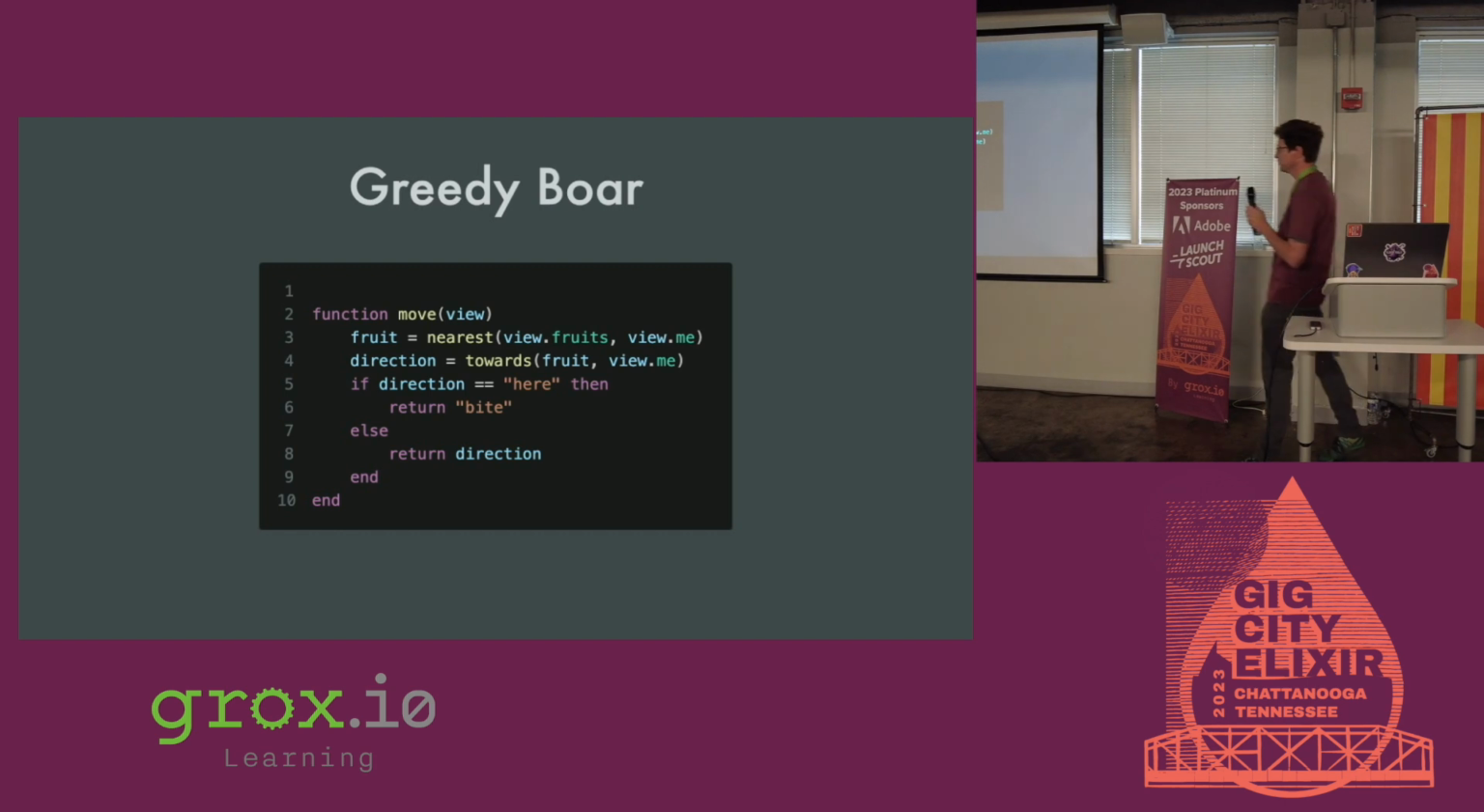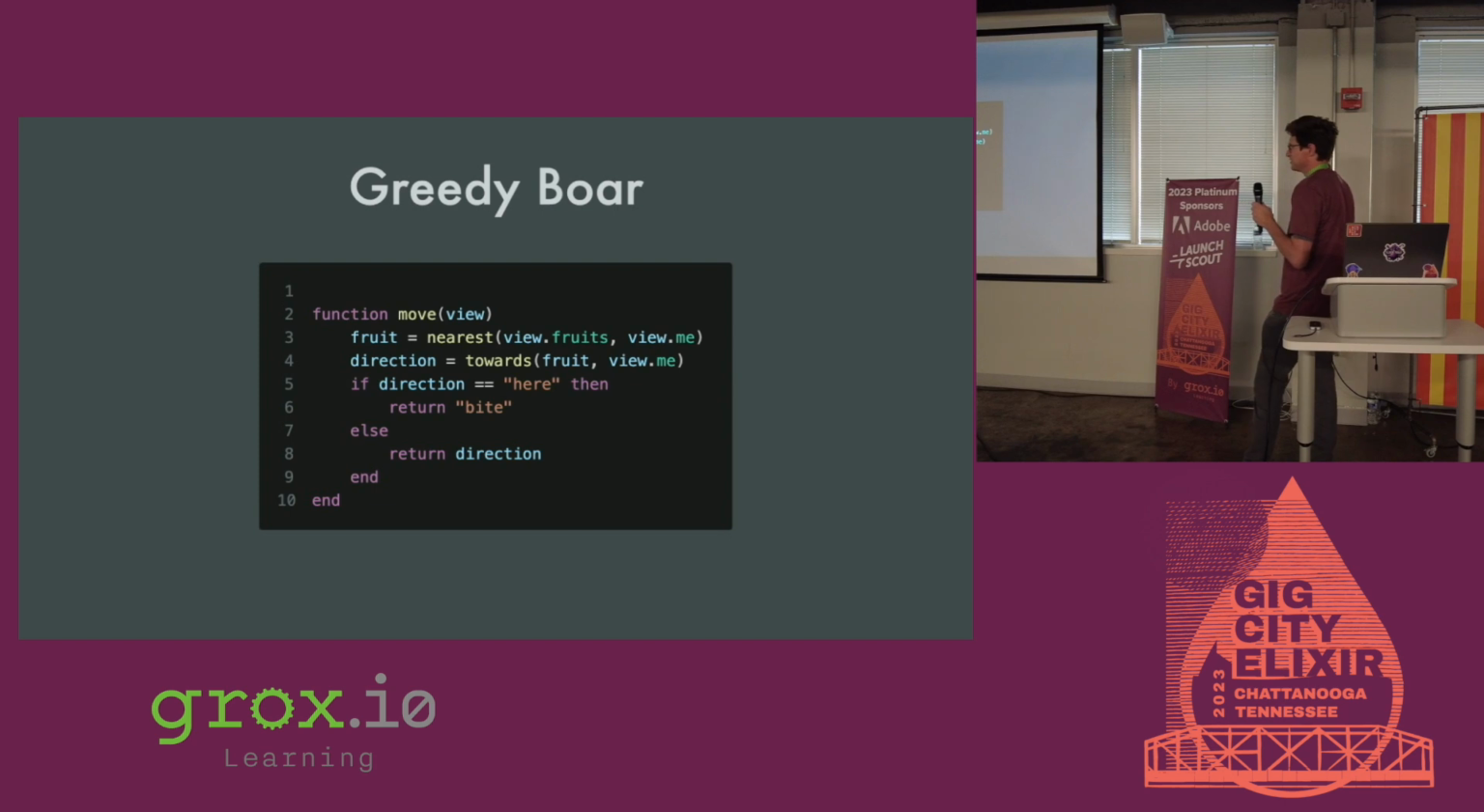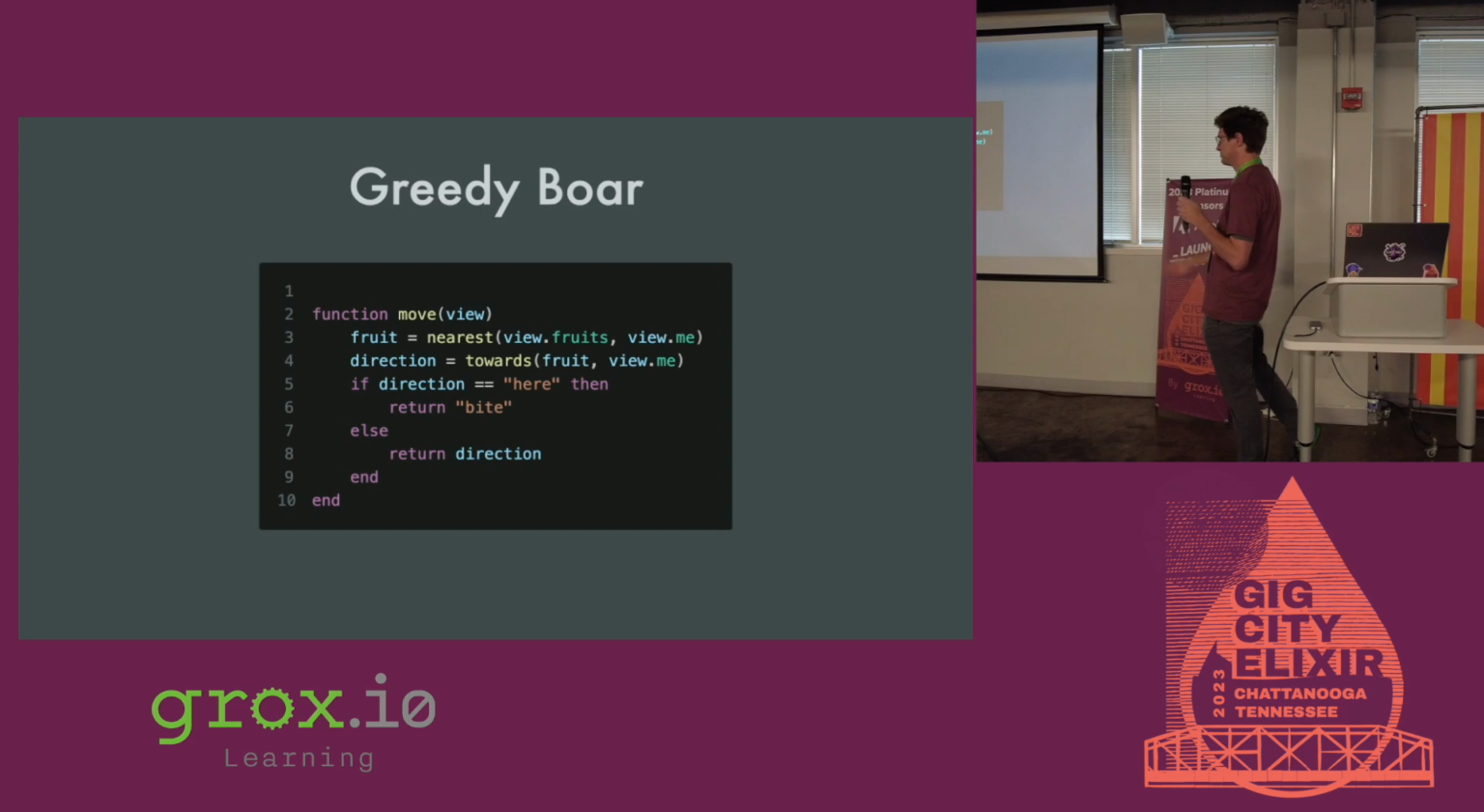So this is what the Lua looks like to run for the boar. And you can see that the view comes in. We just call the function. It says, I want to know the fruit nearest to me. And then I get a direction by asking, what direction do I need to go towards that fruit from me? And if that direction says here, I should bite. And if it's somewhere else, I just return that direction.